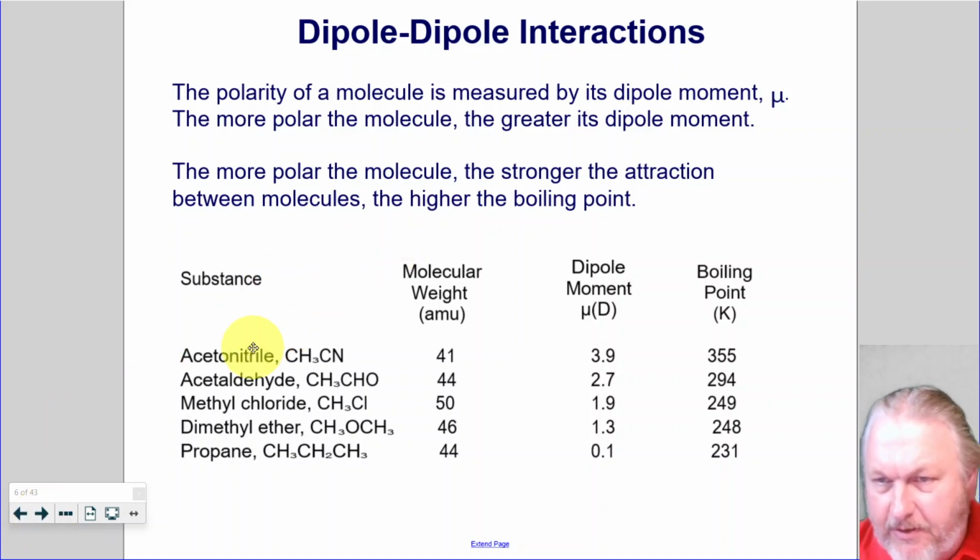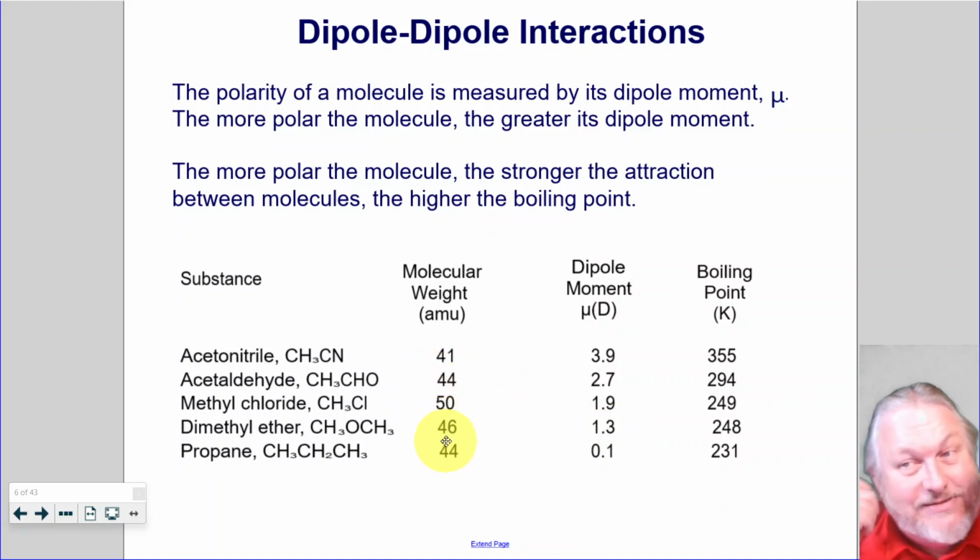So we got some cool molecules here: acetonitrile, acetaldehyde, methyl chloride, dimethyl ether, and propane. Okay, if you look at their dipole moments, the higher the dipole moment, the higher the boiling point. This is in Kelvin, right? And there's the molecular weight, but really it's that dipole moment that makes the boiling point so high.